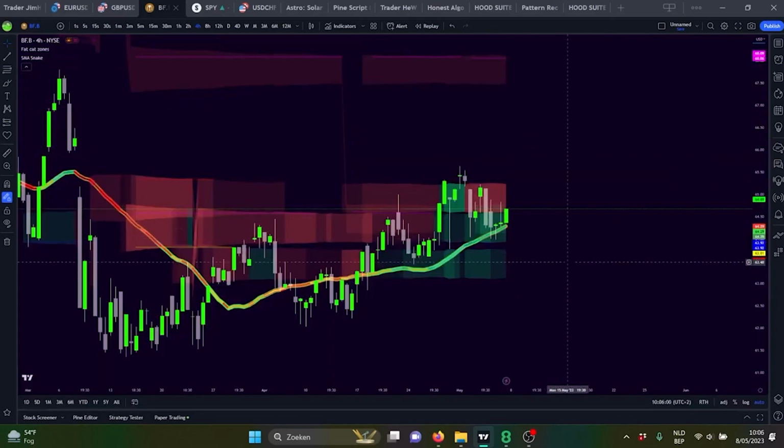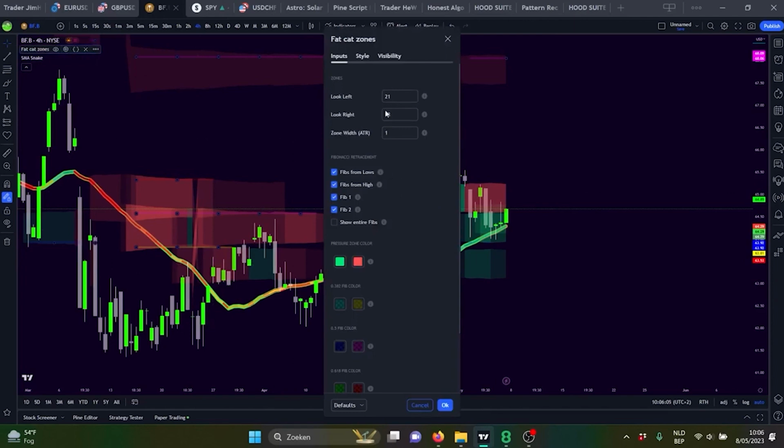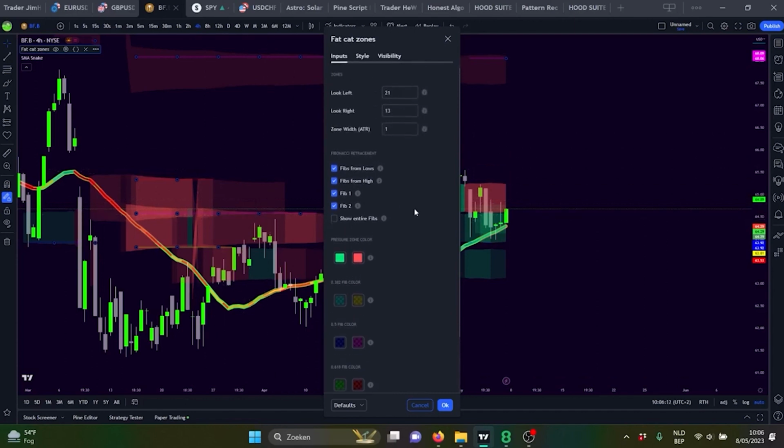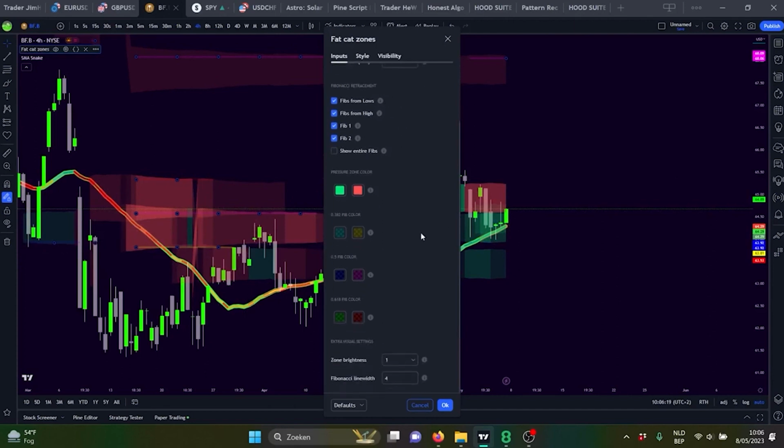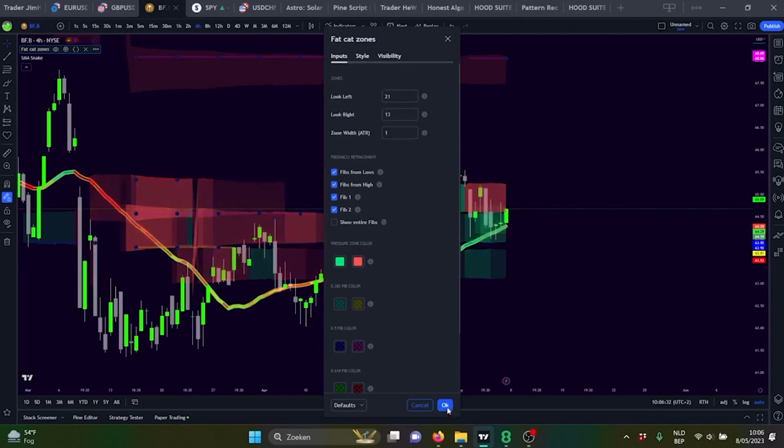So for this challenge we are only going to trade the Fat Cat zones. This is the setting. This is standard setting. I pushed the ATR a bit up to get wider zones because I don't really like the thin zones, they are too specific. This is more free in your trading style. I also put the zone brightness to 1 so we can more clearly see when there is more confluence, so that they're not all very bright all the time. And the rest is just basic settings.